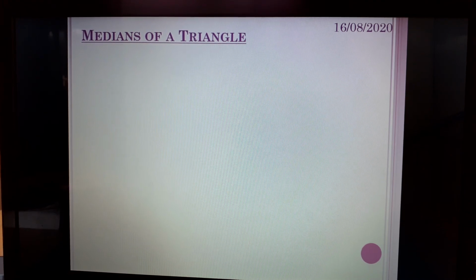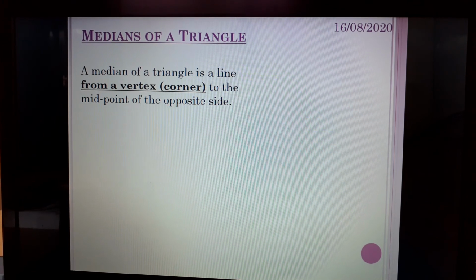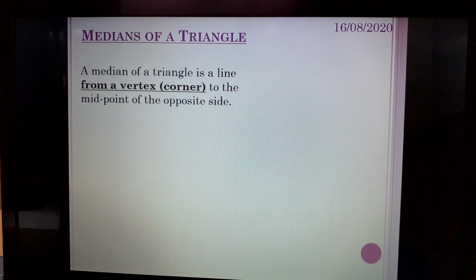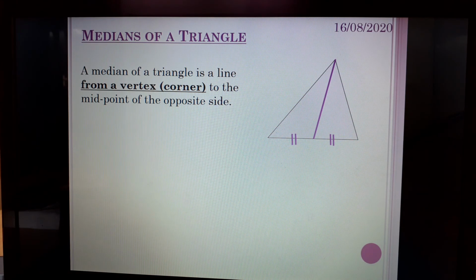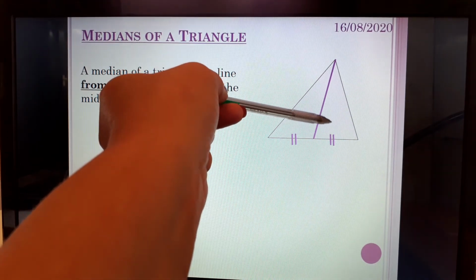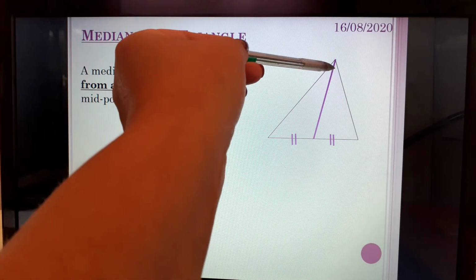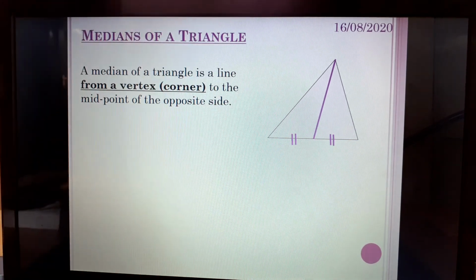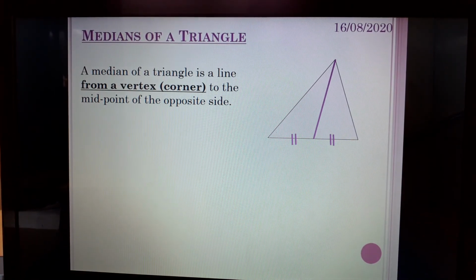Okay. This one's quite similar to the altitude in the sense that it comes from a corner again. So it's only the perpendicular bisector that comes from the line. The median and the altitude both come from corners, from the vertices. Okay. And it's going to go to the opposite side in the middle, like this. So rather than like the altitude, where it comes from the line and it goes straight down at right angles to the opposite side, it goes to the opposite side in the middle. It meets the midpoint of the opposite side.